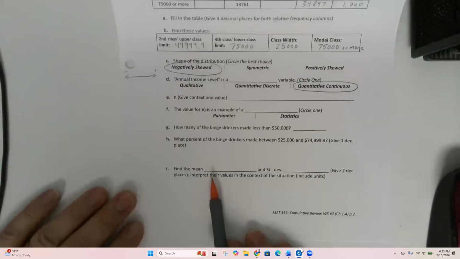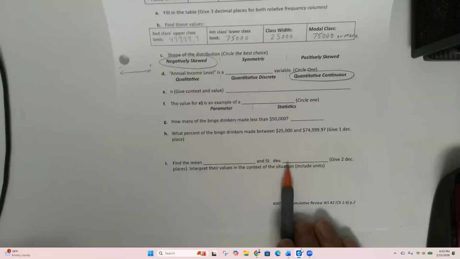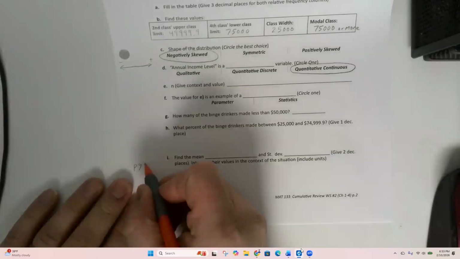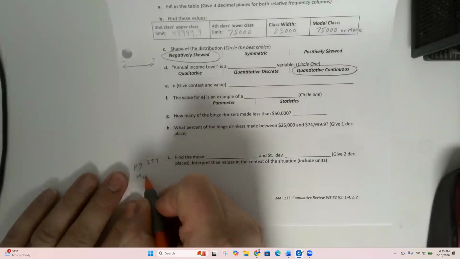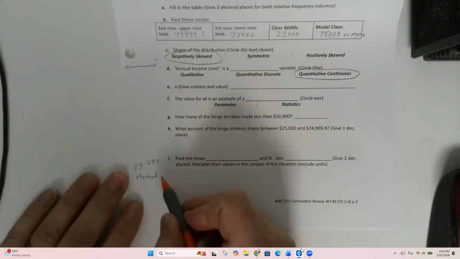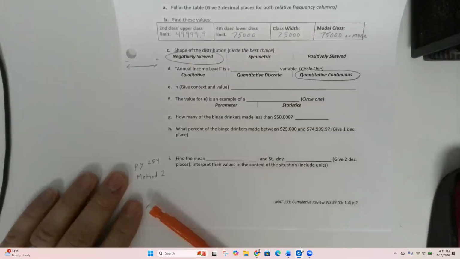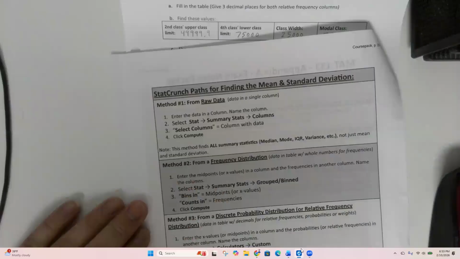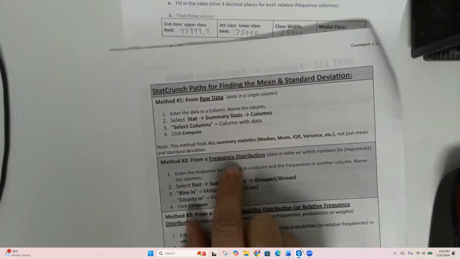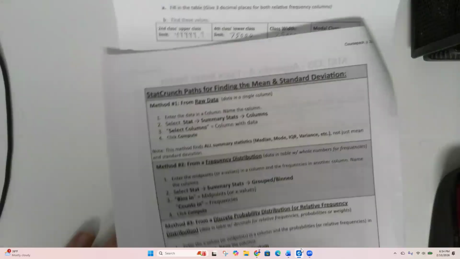Okay, let's skip those ones. This one, find the mean and the standard deviation. So page 254, we had three methods for calculating standard deviation. For this particular problem, we're using method 2. Method 2 is if you have a frequency distribution, and that's what we have. So we're going to do stat, summary stats, grouped bin.